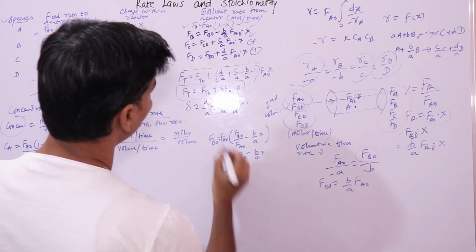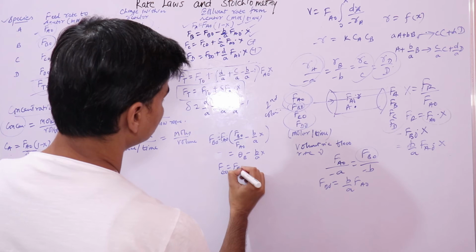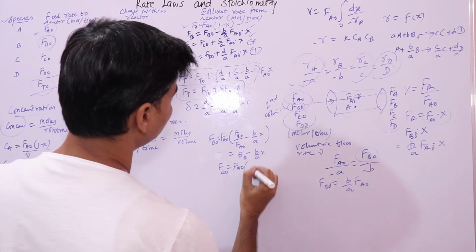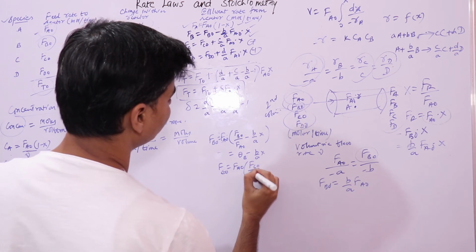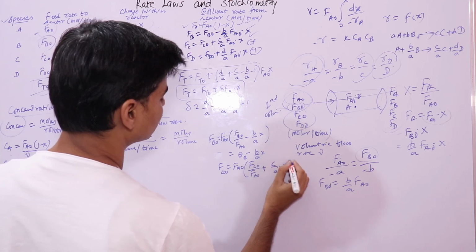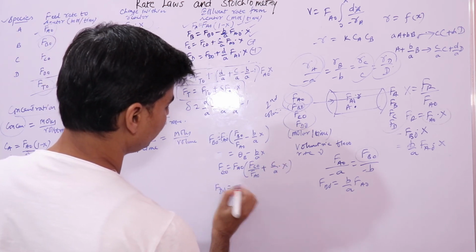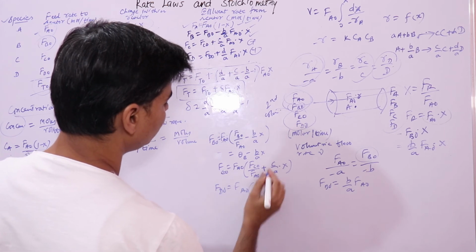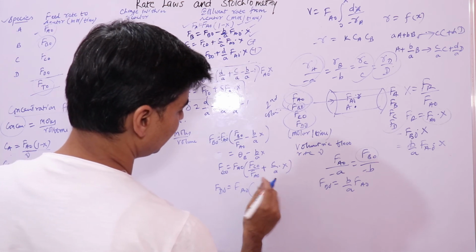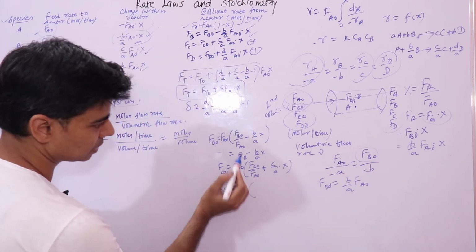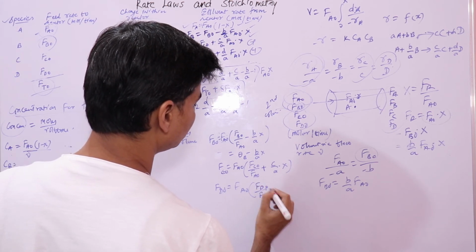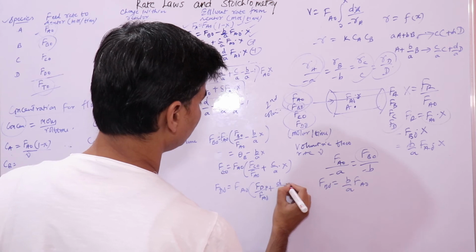Similarly, FC0 will become, FA0 is common, then you have FC0 divided by FA0 here, plus C upon A X. Similarly, FD0 would be, you take FA0 common, and we will replace this with theta C like we have replaced here. This would be FD0 upon FA0 plus D upon A X.